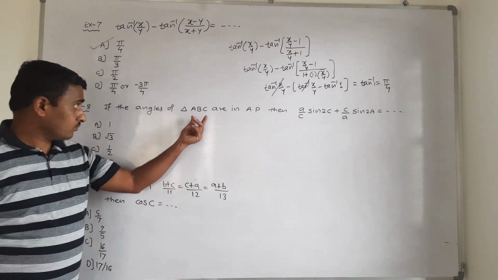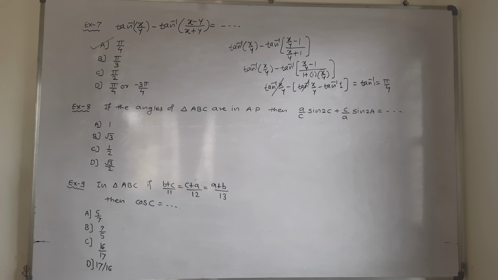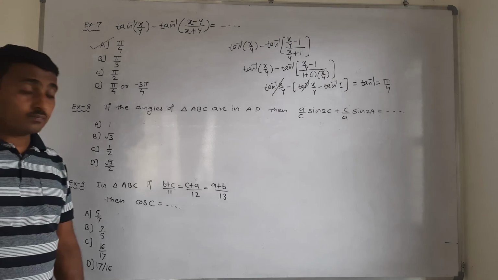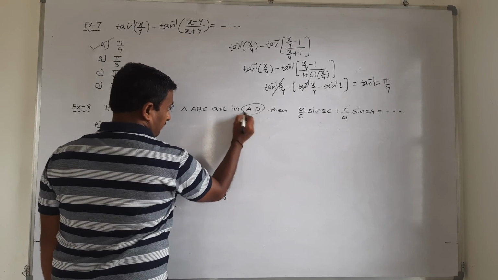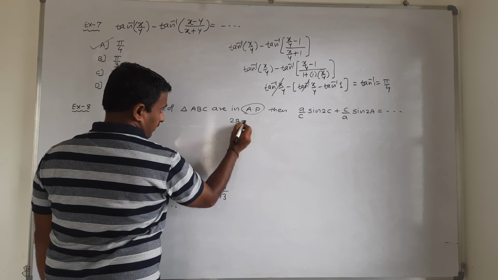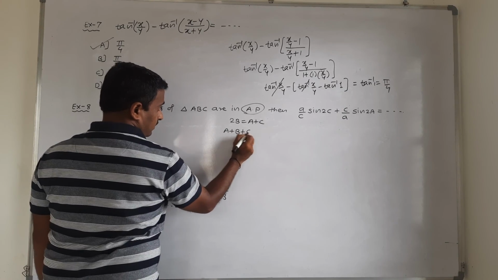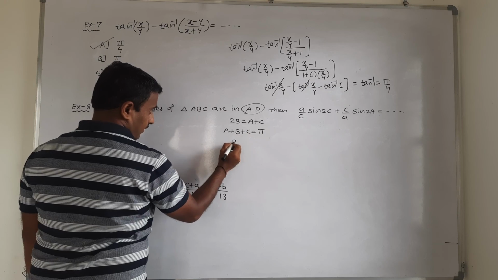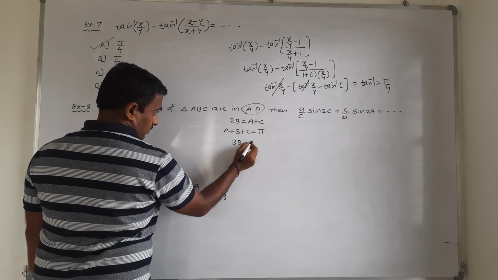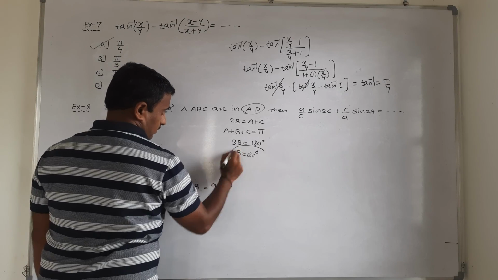Next: if the angles of the triangle are in arithmetic progression, then a by c sin 2c plus c by a sin 2a is equal to dash dash. The angles are in arithmetic progression, therefore 2b is equal to a plus c. Also a plus b plus c is equal to pi. That is, I write a plus c as 2b, therefore 3b is equal to 180 and b is equal to 60 degrees.